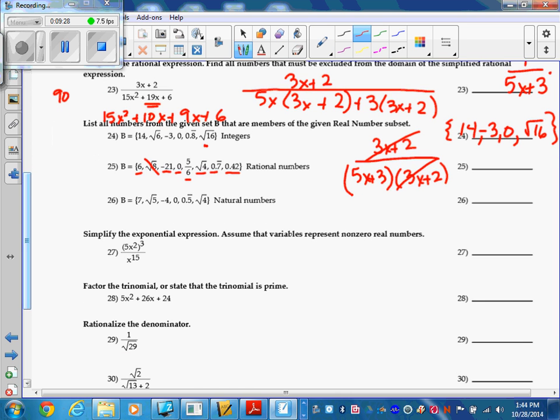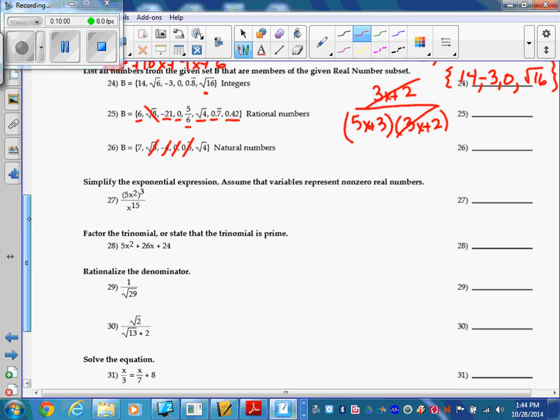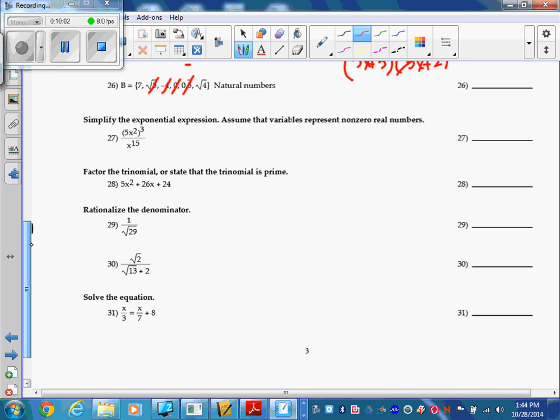Natural numbers. Remember, these are the counting ones, right? So this is not a natural number. This is not a natural number. Is 0 a natural number? How did we remember that again? Who remembers what we said? Whole has an O, so 0 is not going to be natural. What about 5 repeating? No. What about the square root of 4? Yes. Okay, so natural numbers.